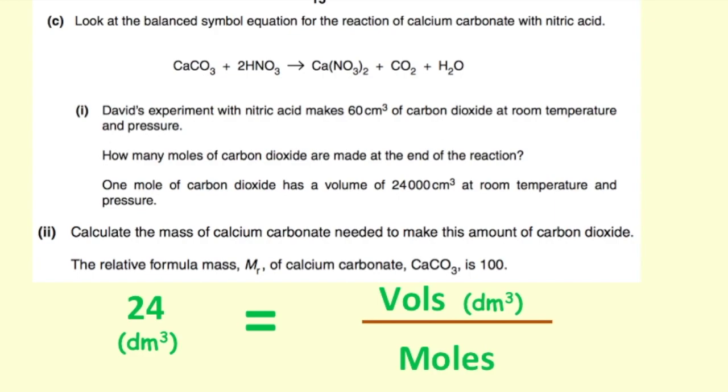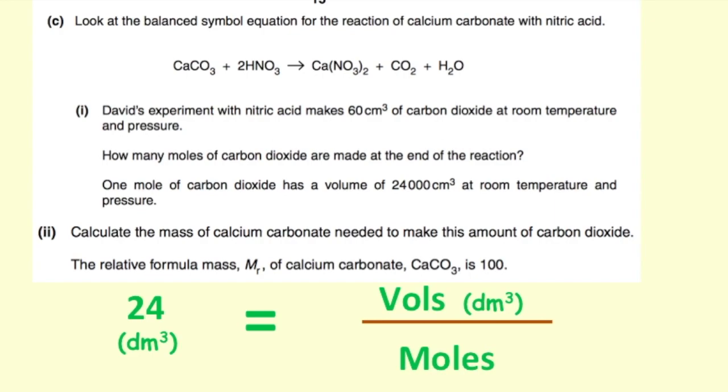1 mole of carbon dioxide has a volume of 24,000 centimeters cubed at room temperature and pressure. Part 2, calculate the mass of calcium carbonate needed to make this amount of carbon dioxide. The relative formula mass of calcium carbonate is 100.